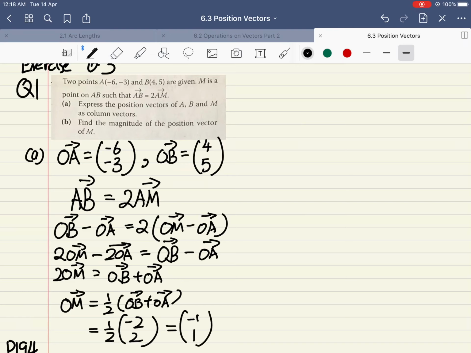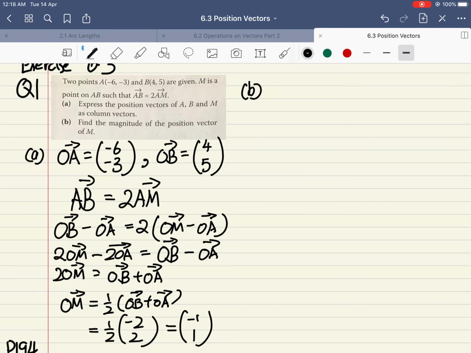So what I get is half times negative 2 is negative 1. Half times 2 is 1. So my OM value is negative 1 and 1. So I've done part A already. I found OA, I found OB, and after this lengthy portion here, I've also found the value of OM.